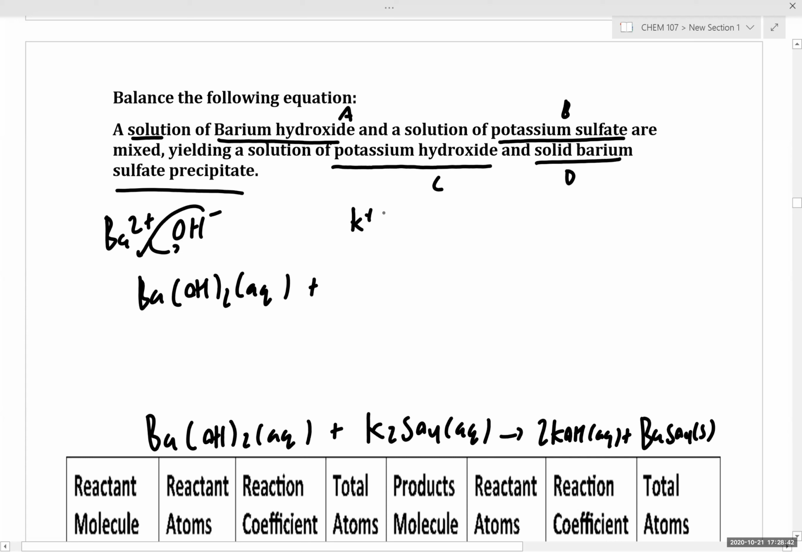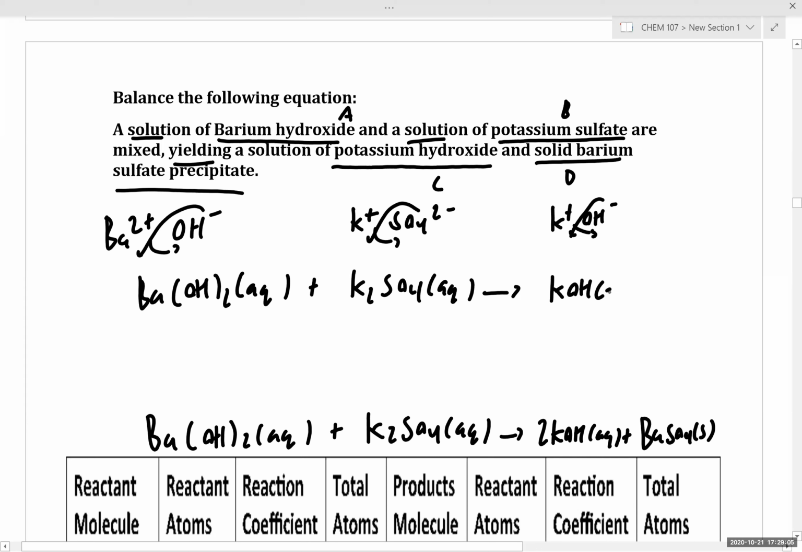Potassium sulfate, we have K+ and SO4 2 minus. We cross our charges, and that gives us K2SO4. Since it's a solution, we put an aqueous symbol. Yielding tells us that we draw a reaction arrow. Potassium hydroxide, we have K+ and OH minus. We cross our charges and we get KOH aqueous.